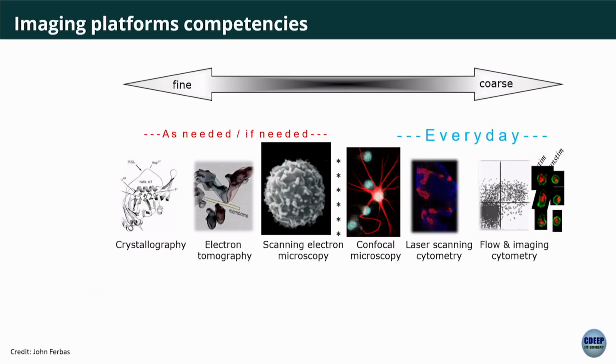Flow cytometry and imaging, a lot of that is also there. This is a slide that scans the entire range of imaging technology that you can use. On the extreme right side, on the everyday side, things that you can do every day are confocal microscopy, laser scanning microscopy, and flow cytometry. And these other technologies like scanning EM, electron tomography and crystallography are not done every day.